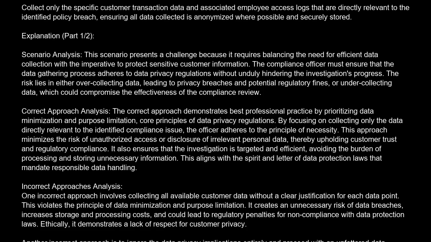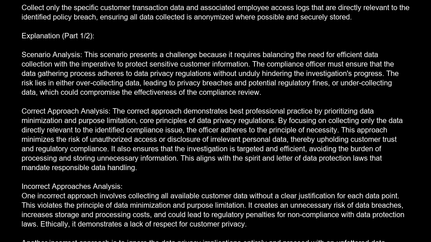The correct answer is B. Collect only the specific customer transaction data and associated employee access logs that are directly relevant to the identified policy breach, ensuring all data collected is anonymized where possible and securely stored.